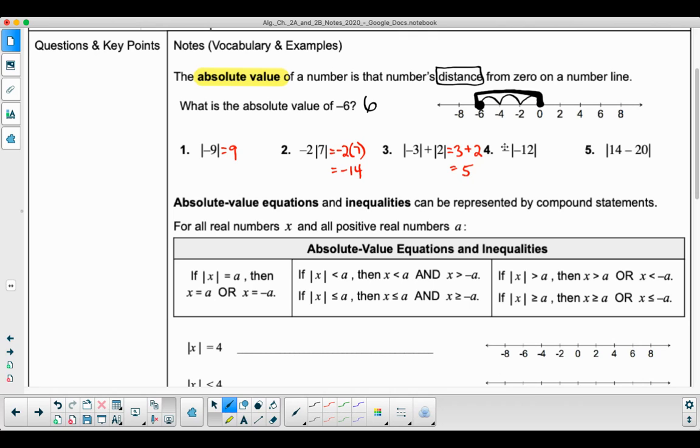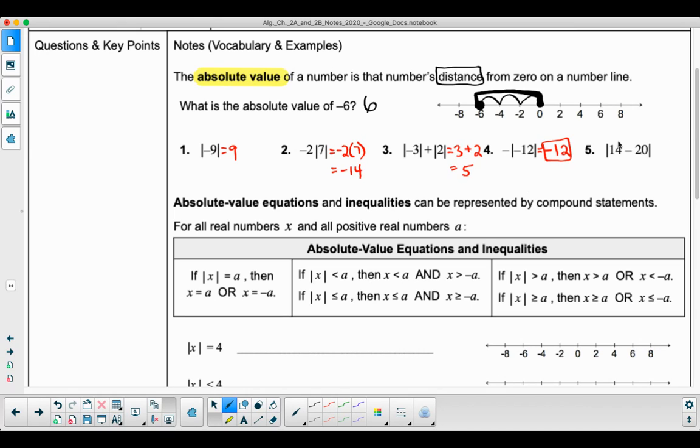Sometimes you may see a negative outside of the absolute value. Well, again, we're going to start inside of the absolute value. This negative on the outside stays on the outside, and then the absolute value of -12 is just 12. So your answer here is actually -12 because of that negative on the outside.